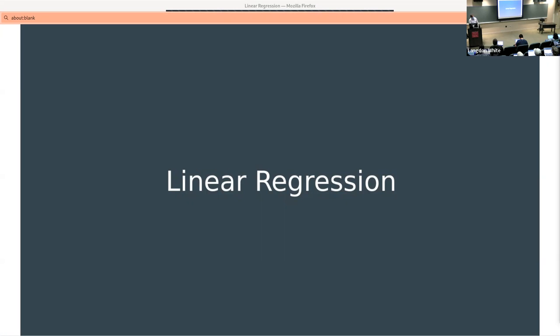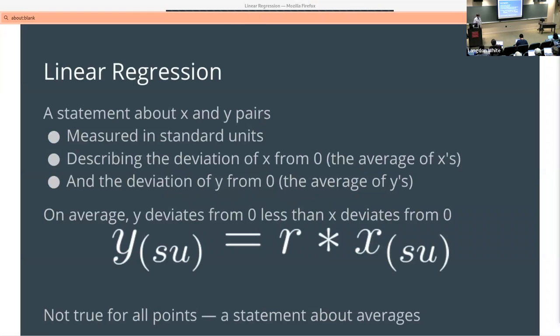All right, so let's talk about linear regression. Why is everything so weird today? Okay, so linear regression. Basically, we always do it in standard units, okay? We're describing the deviation of x from zero, or the average of x's, and the deviation of y from zero, the average of the y's. On average, y deviates from zero less than x deviates from zero. And so this is the function that we use to calculate the thing we care about, which is y. When I have those mid-parent heights going across the bottom, what I want to do is try to predict what the child height will be, which is up on the y-axis. So we use y in standard units, and that's equal to our correlation coefficient times x, also in standard units. And that's how we calculate it.